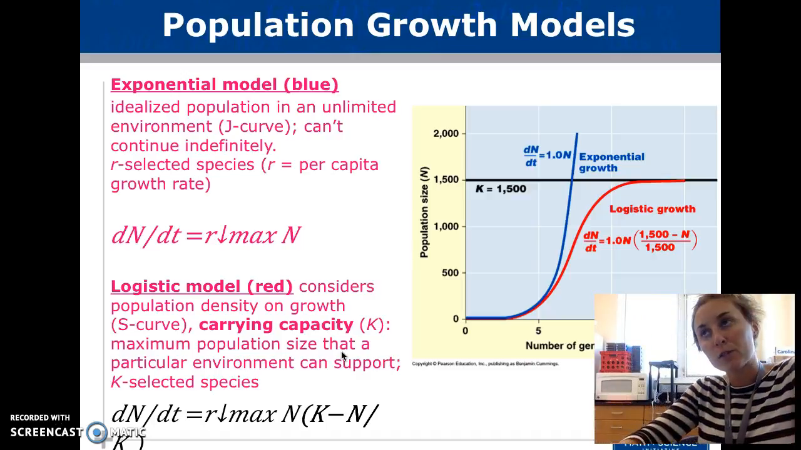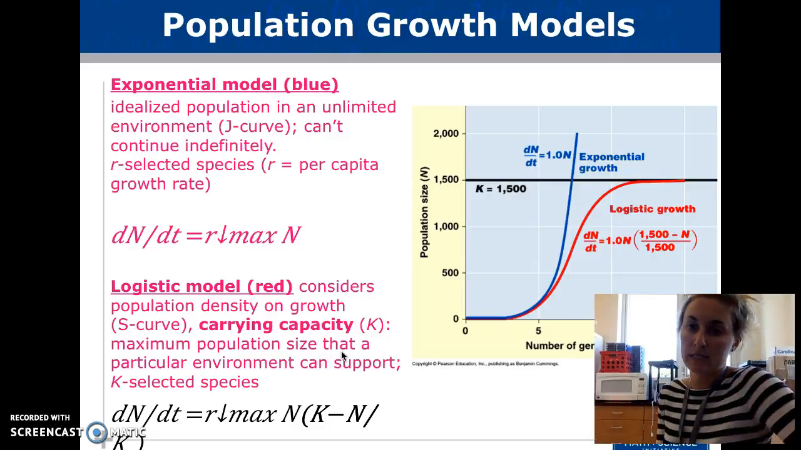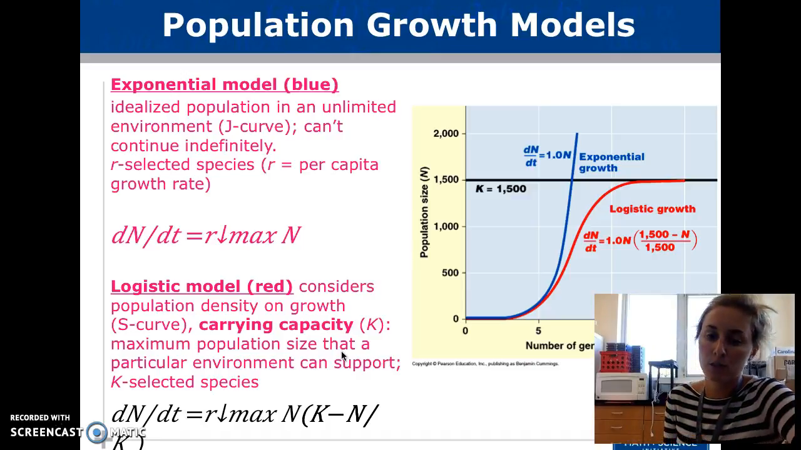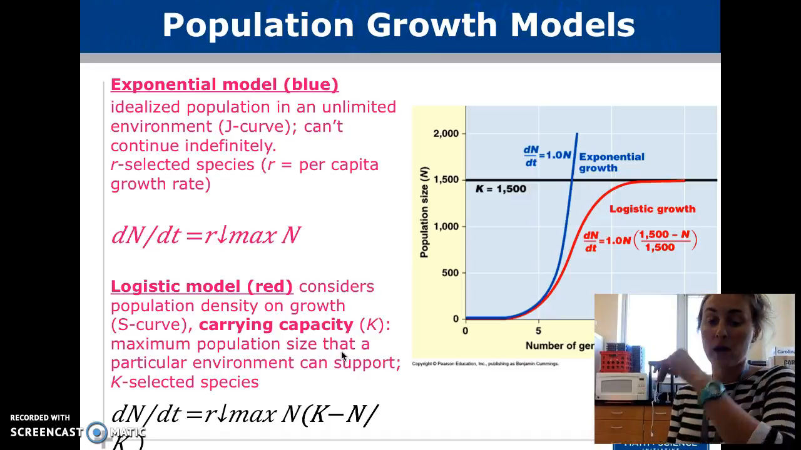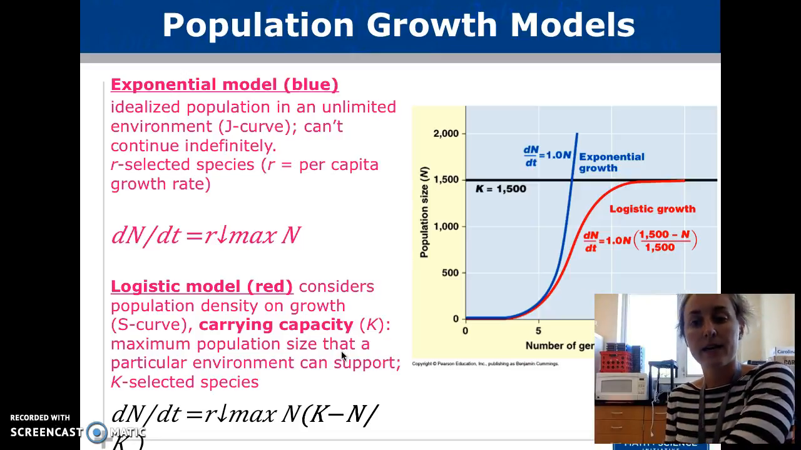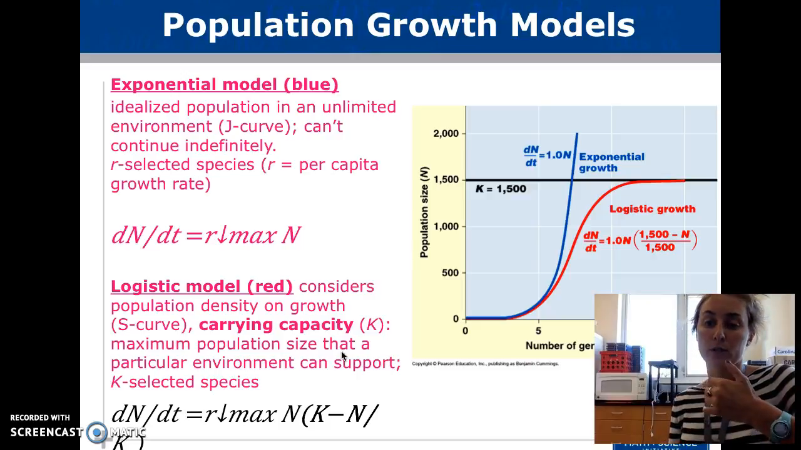The logistic model is slightly closer to what we see, still a model, which means that there's a lot more fluctuations than this perfect little S-curve. But the red shows an S-curve, and the S-curve responds to what we call K, which is the carrying capacity. The idea is that as N approaches K, my rate is going to slow down.